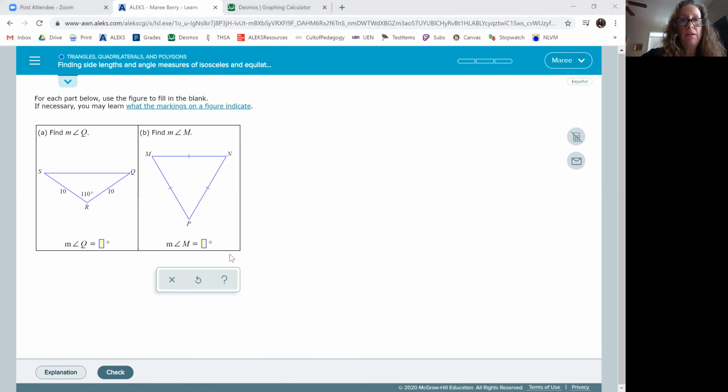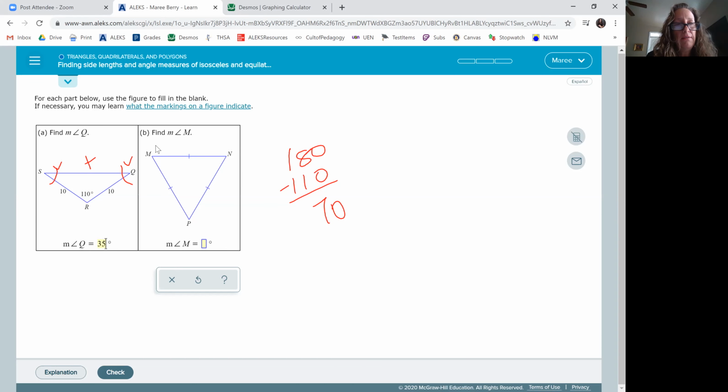Okay, so because we know that SR and RQ are the same length, they're both 10, these angles will be the same. So this little arc that I drew here just shows that they're the same angles. So what we can do is 180 minus 110 to give us 70 degrees. So we know that together these two add to 70 degrees. So they're both going to be 35 degrees. Hey, this is just like the example, isn't it? So this is 35.